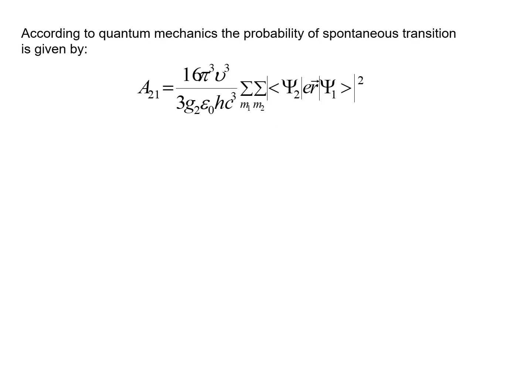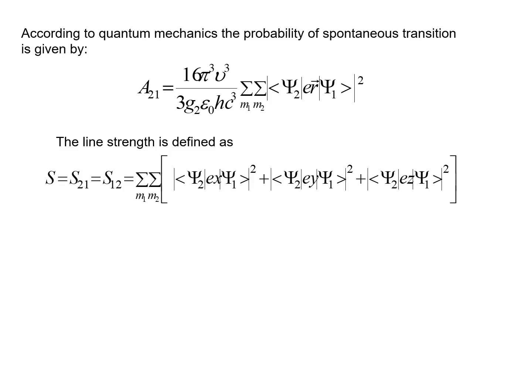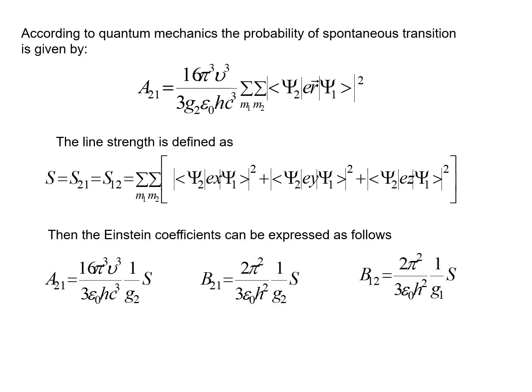According to quantum mechanics, the probability of spontaneous transition between levels E2 and E1 is given by the following equation where psi2 and psi1 are the wave functions of levels E2 and E1 respectively. Epsilon 0 is the vacuum permittivity and G2 is the degeneracy of the upper level E2, nu is the frequency of the transition, and M1 and M2 are the magnetic quantum numbers corresponding to the wave functions psi1 and psi2. The line strength is defined as. The Einstein coefficients can be expressed as.